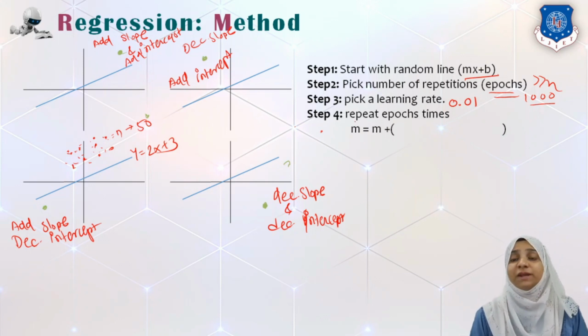Now we have to repeat some set of steps. That means we have to change our m, which is nothing but the slope, and we have to change our b, which is nothing but the y-intercept.